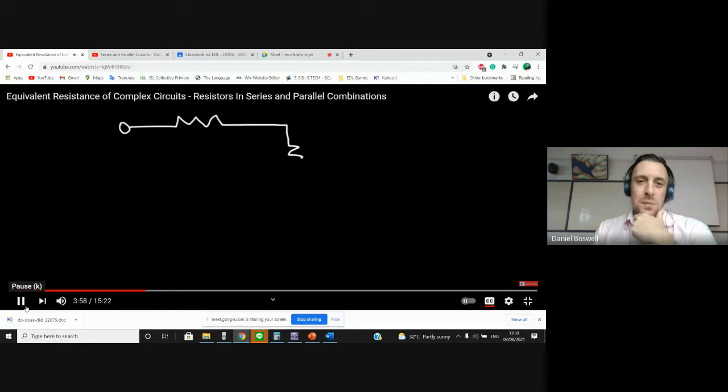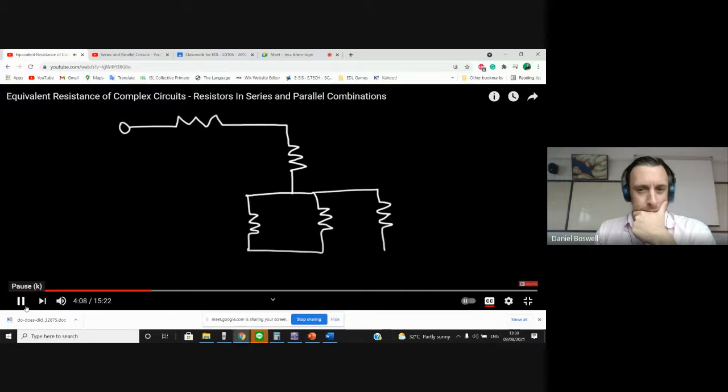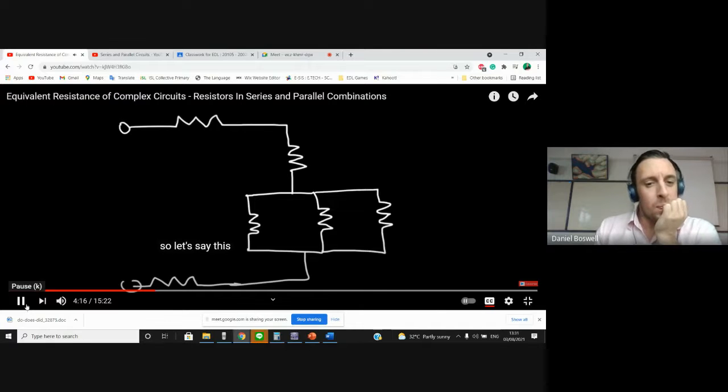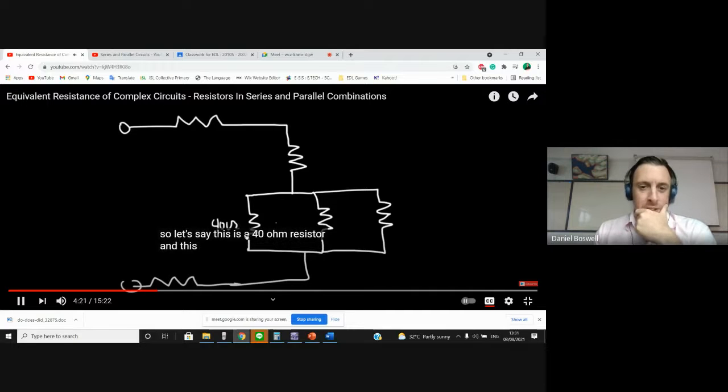Now it's going to get a little bit more difficult. So a 40 ohm resistor here, 40 ohm resistor, 20 ohm resistor. We're going 5 for R1, 15 for R2, and a 30 ohm resistor at the bottom here.